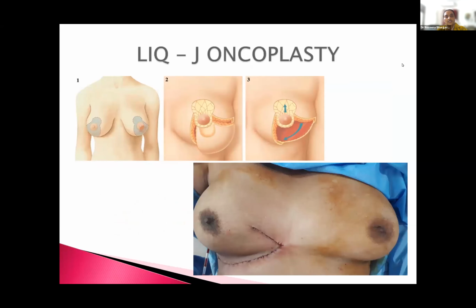Then for the lower inner quadrant, we have the J oncoplasty, where again, it is superior pedicle oncoplasty. It's basically superior pedicle or inferior pedicle depending on where the nipple areolar complex is going to receive its final blood supply from. So tissue is removed again from the lower outer quadrant of the breast, and the tissue is reapproximated and a good cosmesis can be achieved.